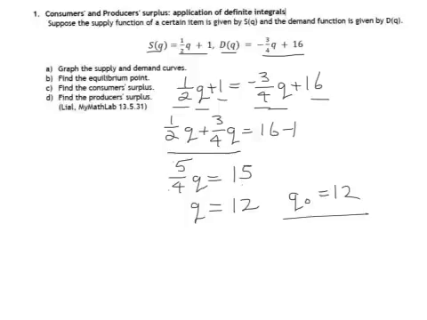And now we're going to solve for P, or the equilibrium price, by substituting Q equals 12 into either of the original equations, and I'm going to choose to substitute it into the S at Q.